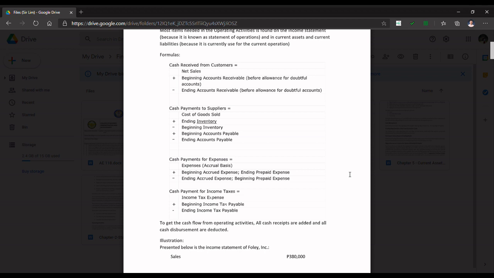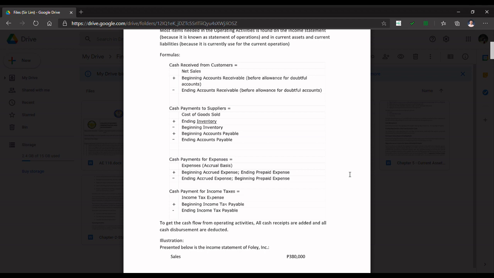Less the ending accrued expense, or the amount at the end of the year that we haven't paid yet. So this is the ending accrued expense. If we deduct it, we get the expenses paid, right? So this is the expense we have already paid.